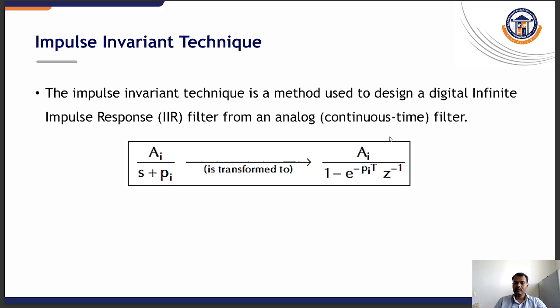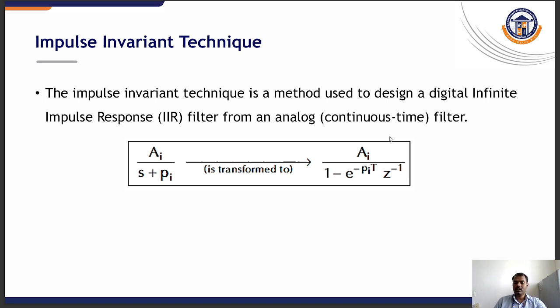So what are the advantages and disadvantages of this method? The primary benefit is that it preserves the shape of the analog filter's impulse response. This is particularly useful for applications where the time domain behavior of the filter is important, such as audio signal processing. Also, the conversion process is relatively straightforward. It often involves a partial fraction expansion of the analog filter transfer function and then applying the S to Z mapping. The most significant drawback is that it has an aliasing problem.